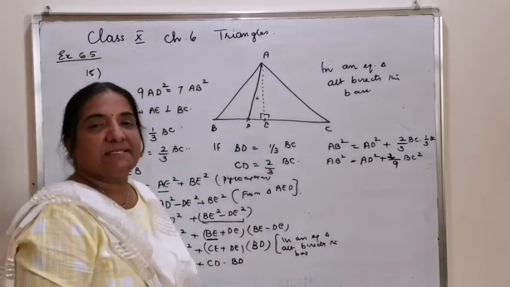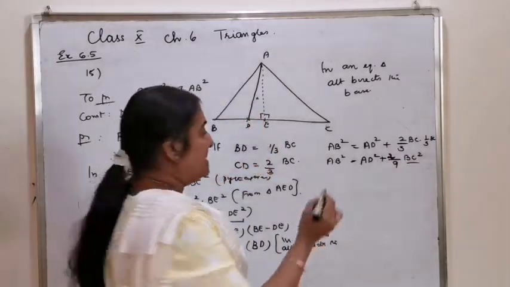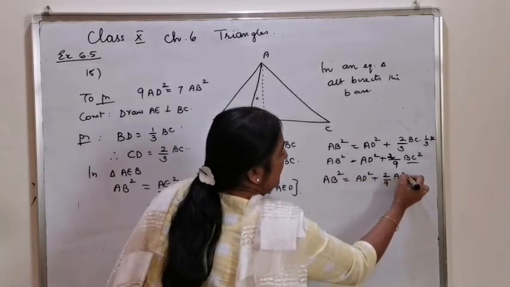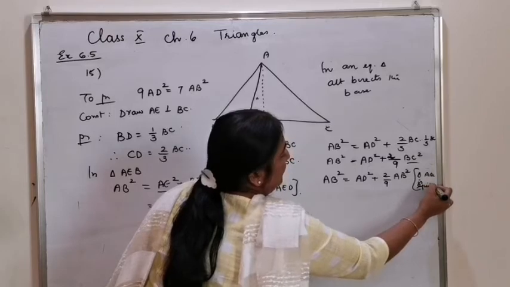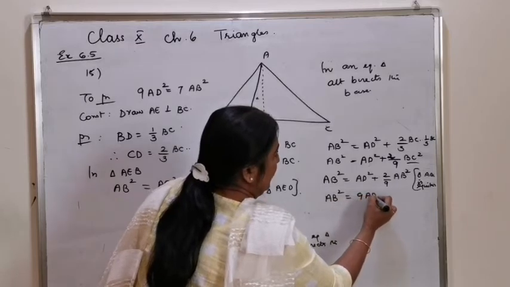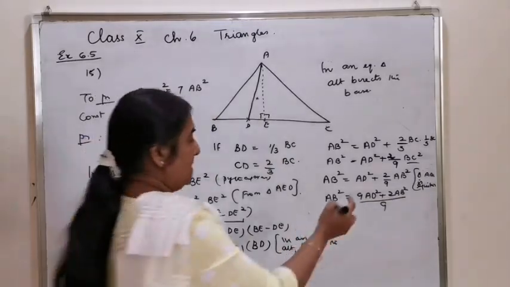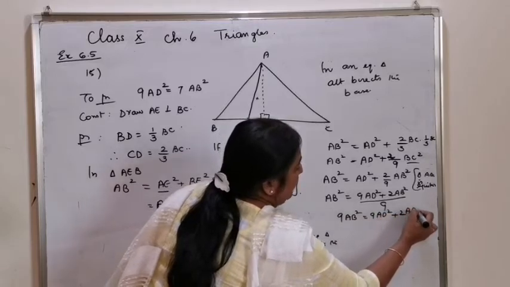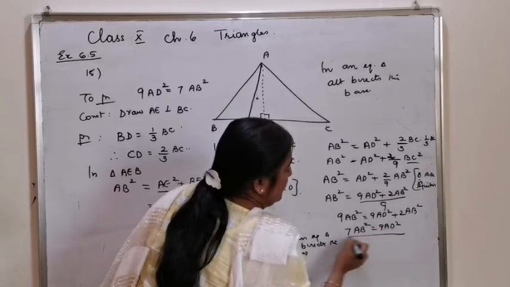What type of triangle is triangle ABC? Equilateral triangle. Replace BC square with AB square. AB square is equal to AD square plus 2/9 AB square, because triangle ABC is equilateral. AB square is equal to 9 AD square plus 2 AB square by 9. By taking LCM, cross multiplying, 9 AB square is equal to 9 AD square plus 2 AB square, or 7 AB square is equal to 9 AD square.